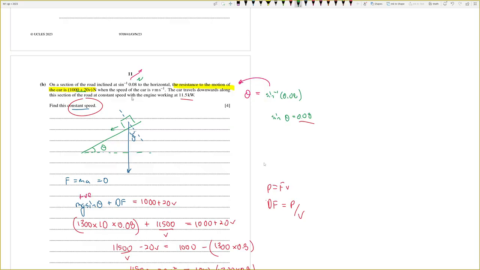We know that theta is sine inverse 0.08. So what will the value of sine theta be? I can put sine backwards to this side. So sine theta is actually equal to 0.08, because we know that the value of theta is sine inverse 0.08, right? That's what they mean by this sentence over here. So mg is 1300 times 10 times 0.08 plus the driving force.